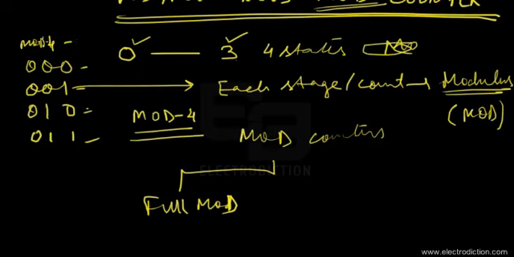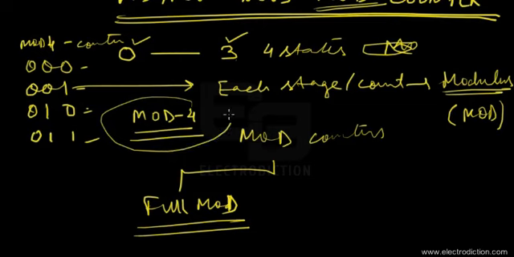So the mod 4 counter actually passes through 4 stages, as you can see here. That's the total number of stages it can pass through. Whenever a counter passes through all of the stages that are permissible under its ability, that sort of counter is called a full mod counter. If you take the example of a mod 4 counter which passes through all of the 4 states that it is capable of passing, then it's referred to as a full mod counter.